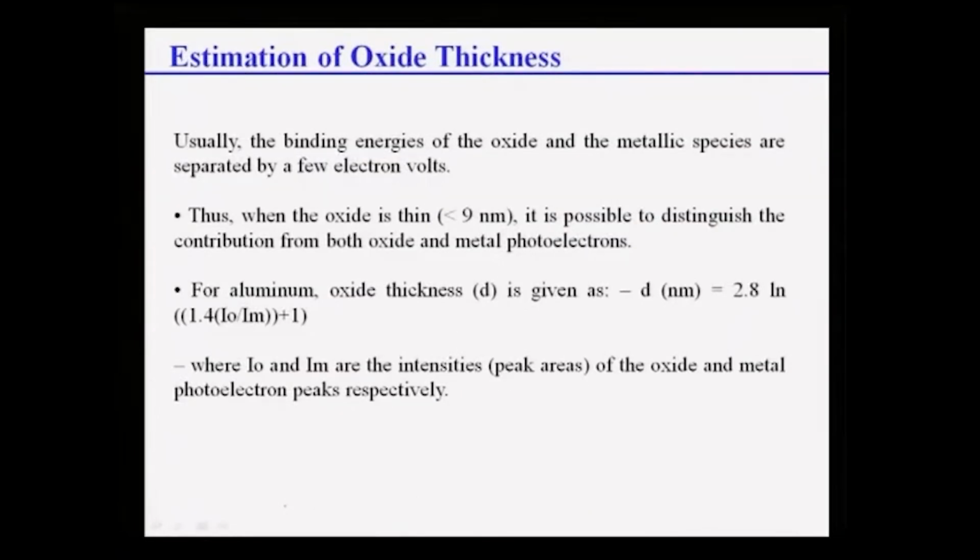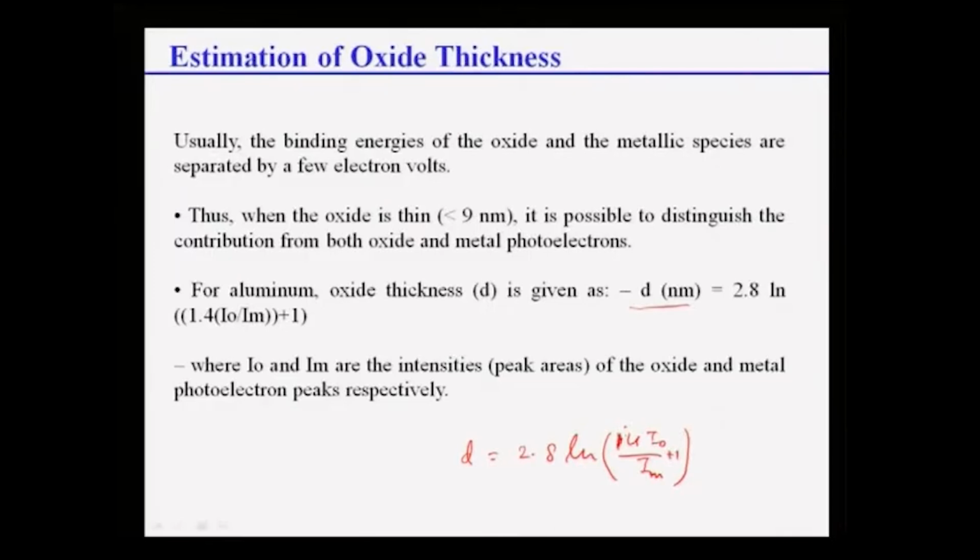Let us see. Usually the binding energies of the oxide and the metallic peaks are separated by a few electron volts. Thus, when the oxide is very thin, less than about 9 nanometers, it is possible to distinguish the contributions from both the oxide and the metal photoelectrons. For aluminum, oxide thickness is normally given by 2.8 log of 1.4 Io by Im plus 1. That means d for aluminum is given by this formula, ln of 1.4 Io by Im plus 1, that is how it is actually used.